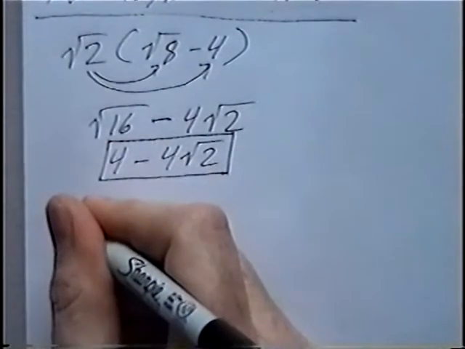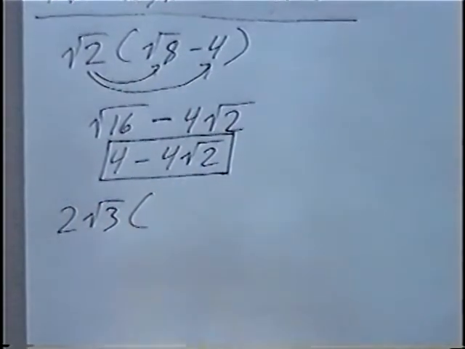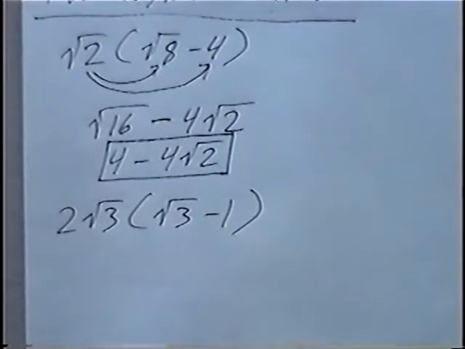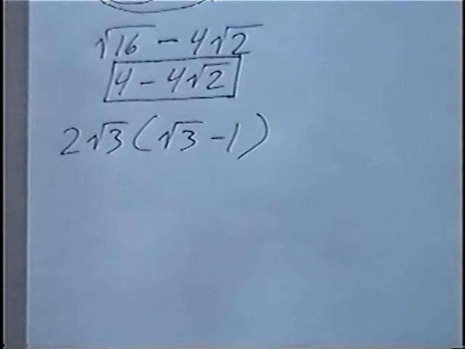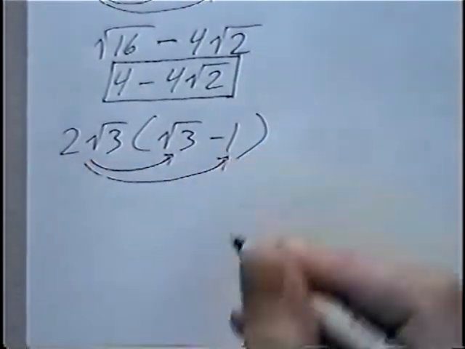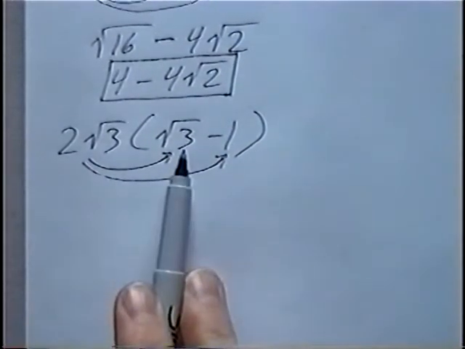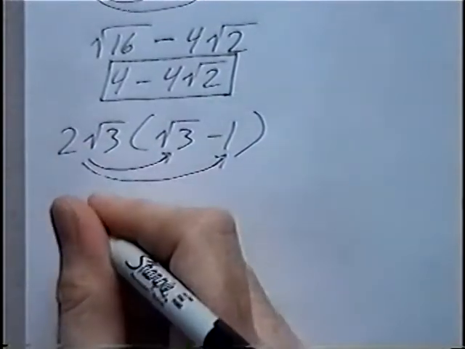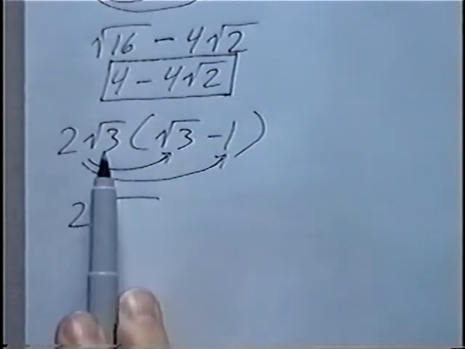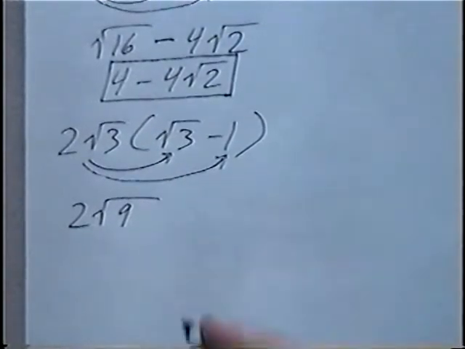Second question is 2 radical 3 multiplied by the quantity, or inside parentheses, radical 3 minus 1. Again, just like before, we will distribute the 2 radical 3 to both the numbers on the inside. 2 radical 3 times radical 3. The 2 would stay the same because it's outside the radical or square root sign. And radical 3 times radical 3, 3 times 3 would be 9, and that would go underneath the radical.